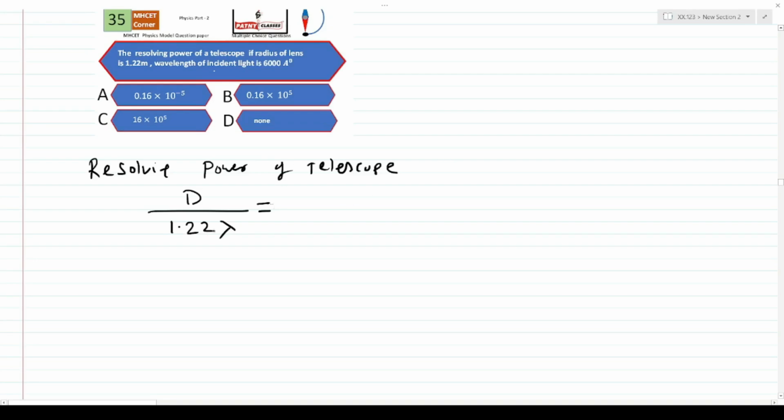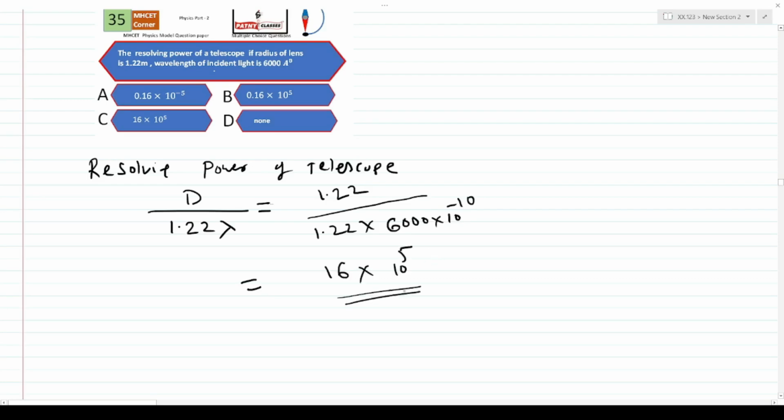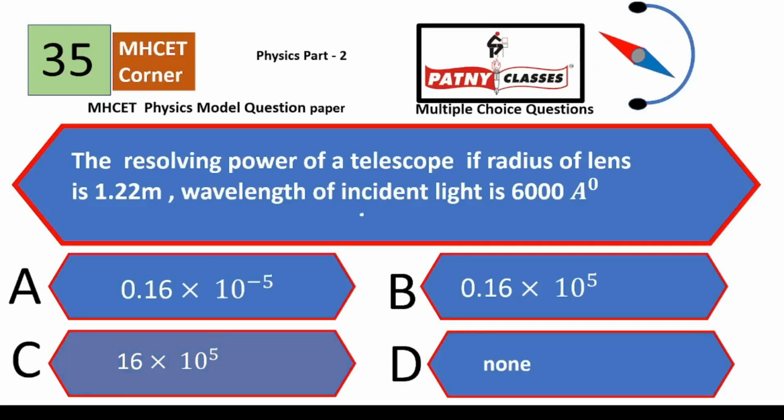Resolving power of telescope equals D upon 1.22 into lambda. So D value is 1.22 upon 1.22 multiplied by lambda, that is 6000 into 10 raised to minus 10, because it is given in angstrom, so convert into meters. On simplification, it gives 16 into 10 raised to 5. So this is the value of resolving power of telescope. Therefore, option C is correct option. So we lock option C, that is resolving power of telescope is 16 into 10 raised to 5.